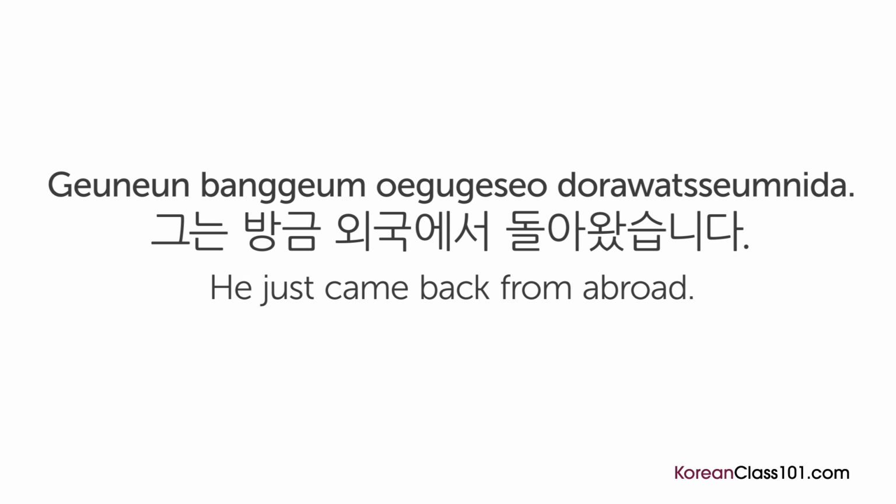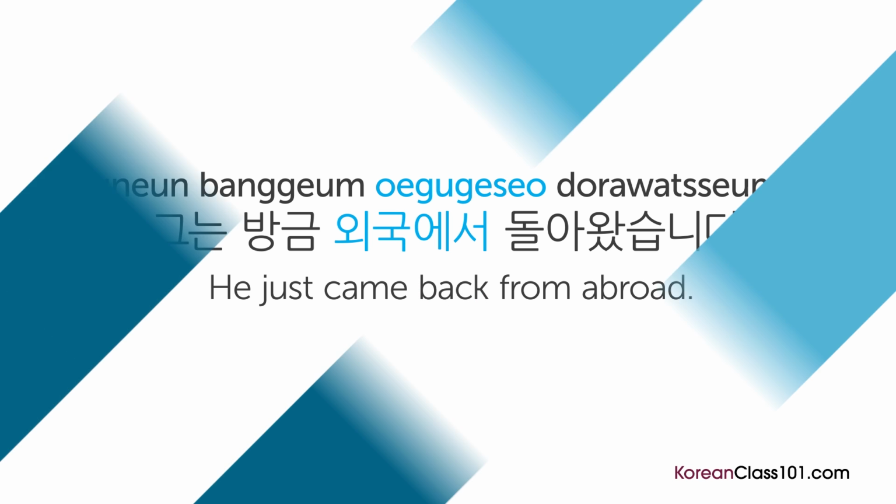Let's do one more example using temporary point of departure, which can be translated as from. 그는 방금 외국에서 돌아왔습니다, meaning he just came back from abroad. Here, the particle 에서 is marking where he is coming from, which is 외국, abroad. If it's still a little confusing, just remember this. Place plus 에서, meaning in or at, marks the location of an action. Okay, I hope that makes more sense now.